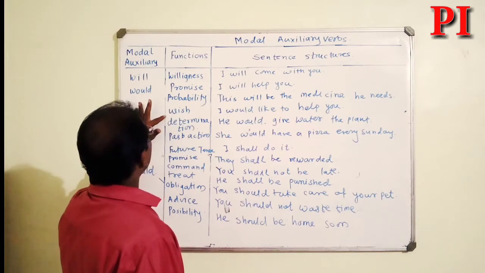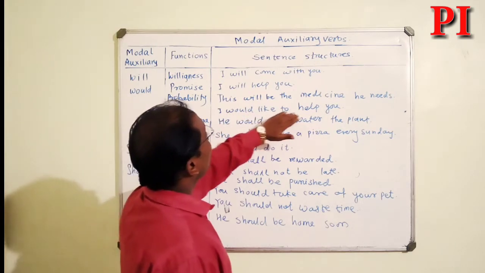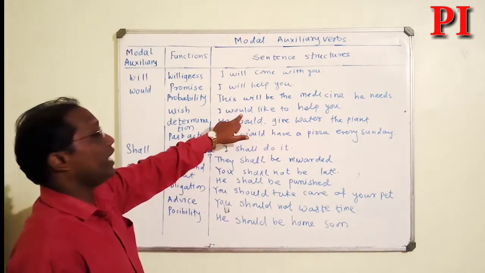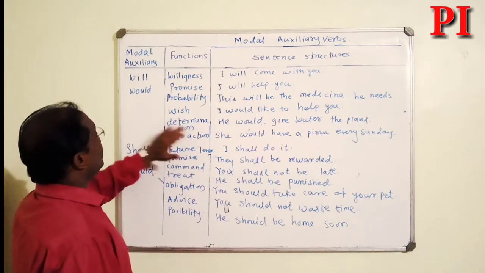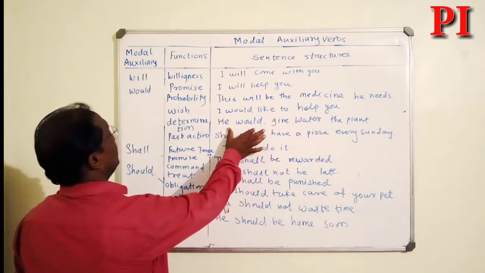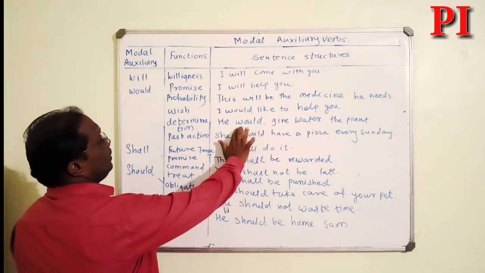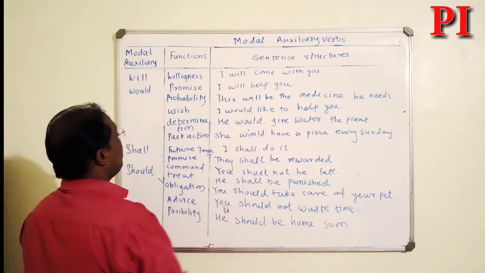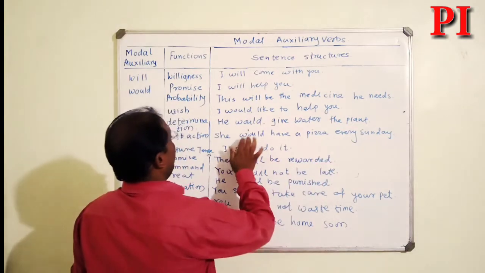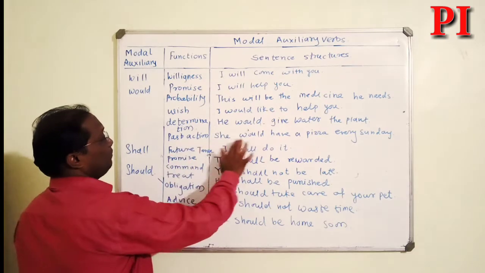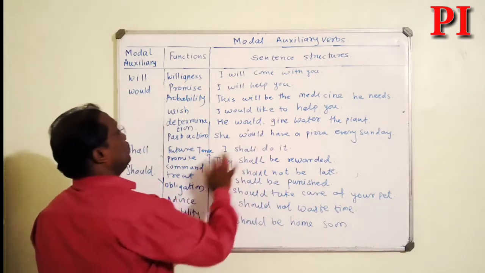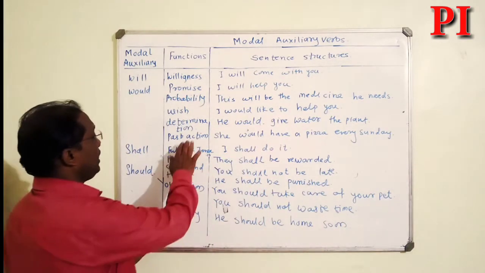Then wish: I would like to help you. This is my wish. For that purpose, we use "would" here to express our wish. Then determination: He would give water to the plant. That is determination. Then past action: She would have a pizza every Sunday. "Would" is used as a past action.